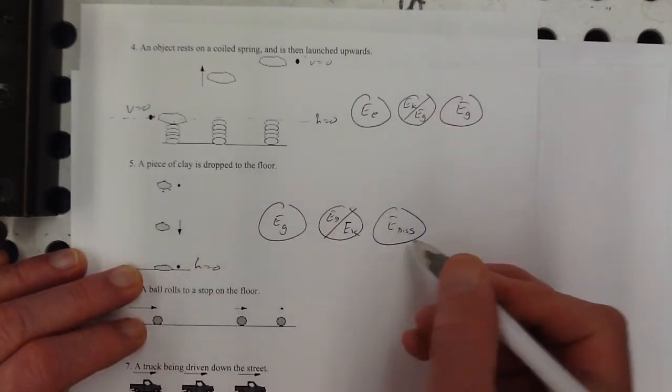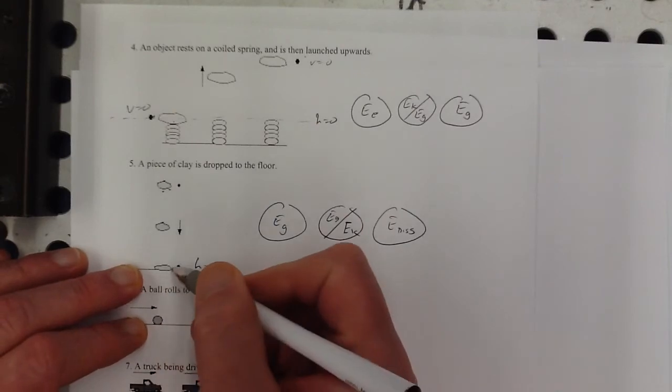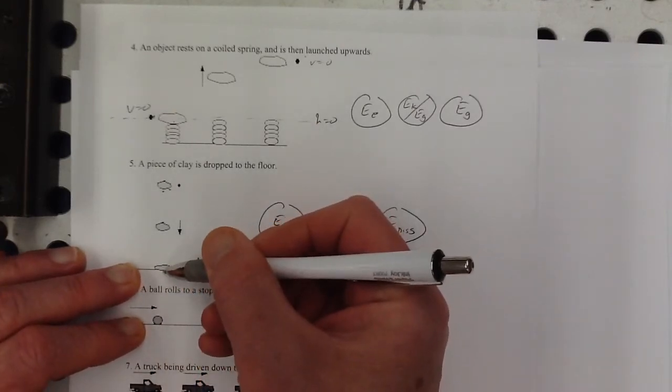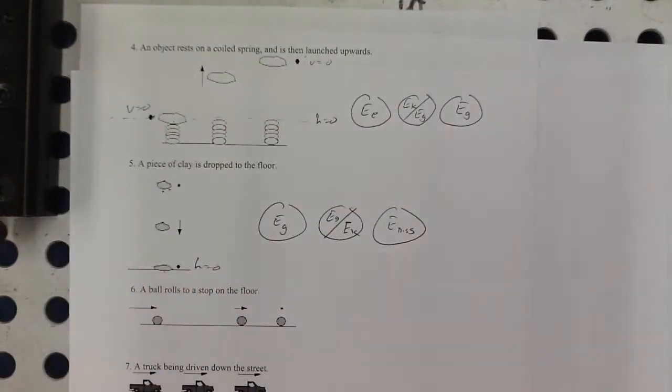If you put elastic energy there, if this was a very bouncy ball, then maybe it would compress and then boing, back up again. But that is not the case here. It's a piece of clay.